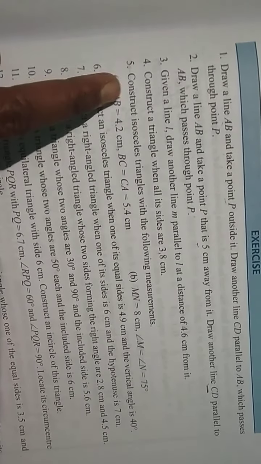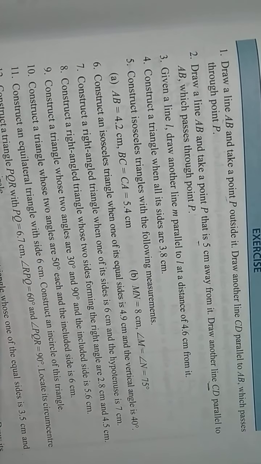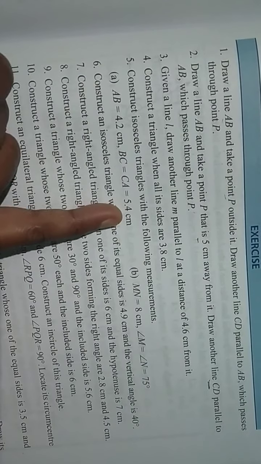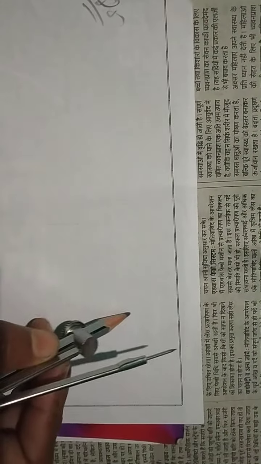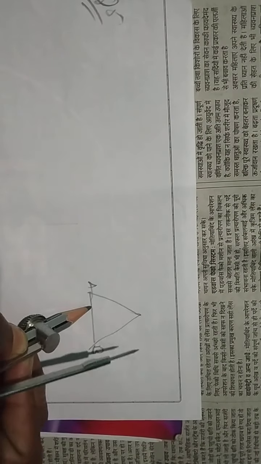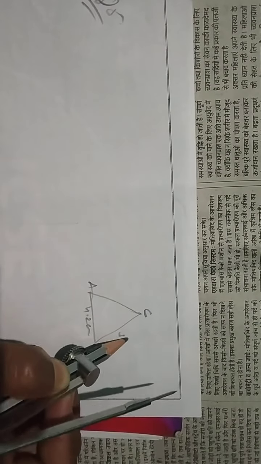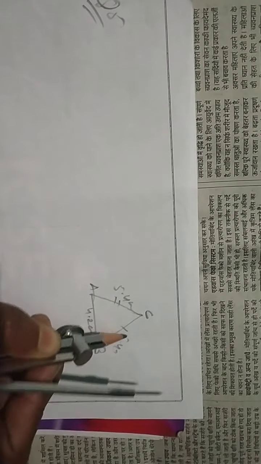Question number 5 is saying construct an isosceles triangle with the following measurements. Isosceles triangle means two sides are equal. So AB is given 4.2 centimeter. BC and CA, both the sides are 5.4 centimeter. You have to draw it now. Very simple. What you have to do? First of all, always draw a rough sketch. Suppose this is AB. This is 4.2 centimeter. BC and CA both are 5.4 centimeter. These two sides are equal.